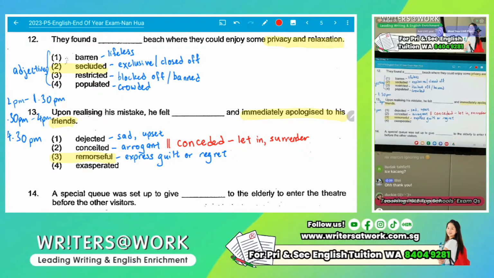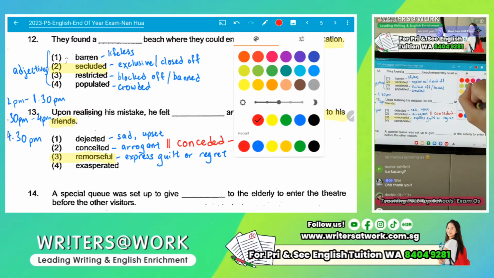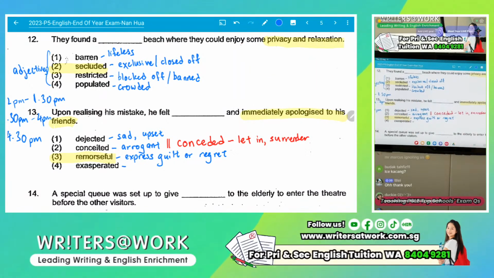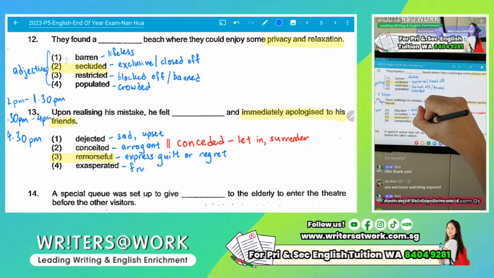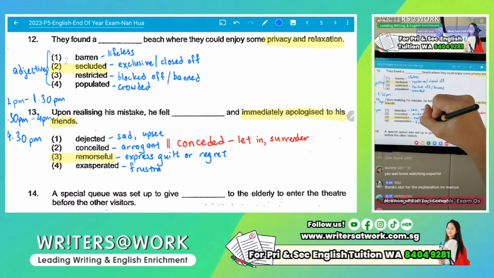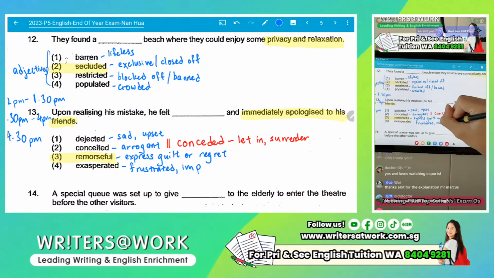And finally, exasperated. To be exasperated is to be frustrated, to be losing your patience. For example, when I'm talking about vocabulary and people ask me about bubble tea, it can be a bit exasperating. Okay. But kidding.